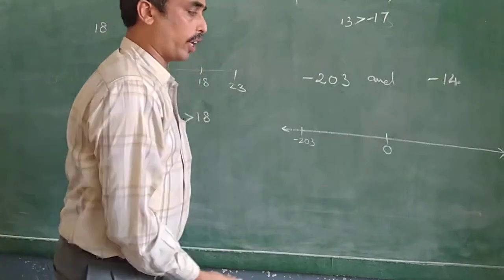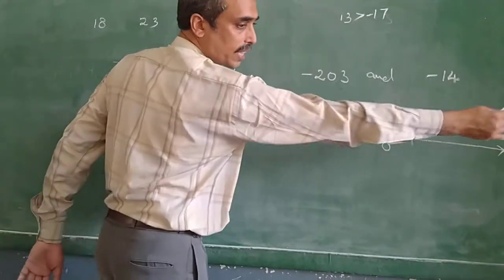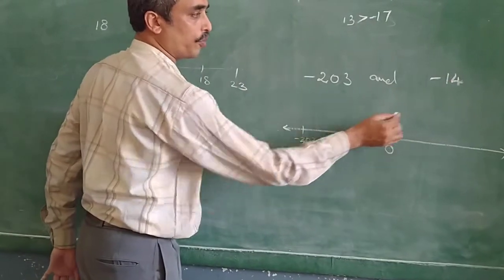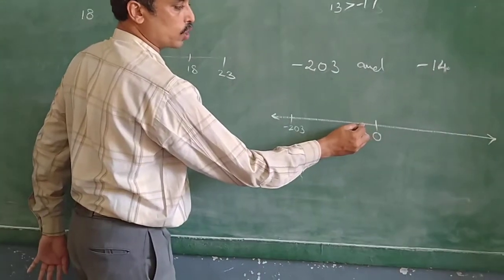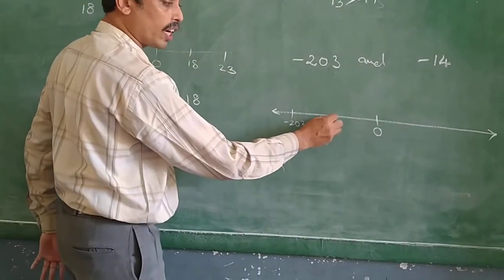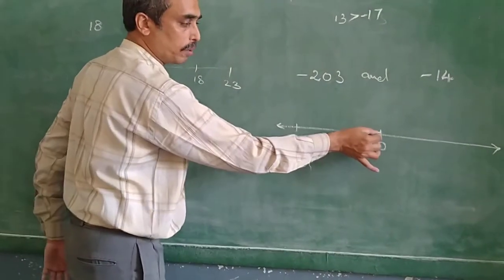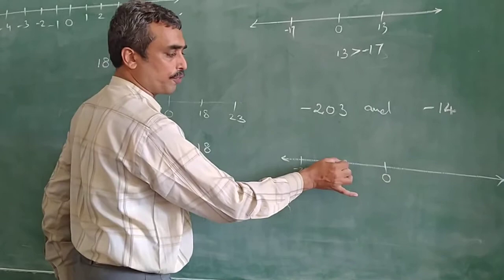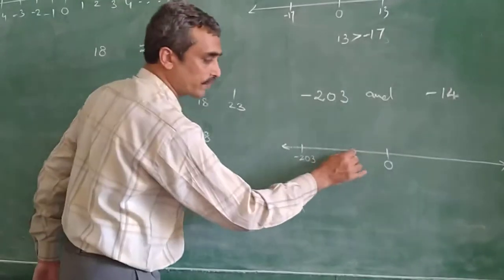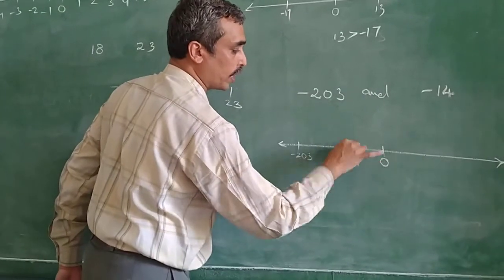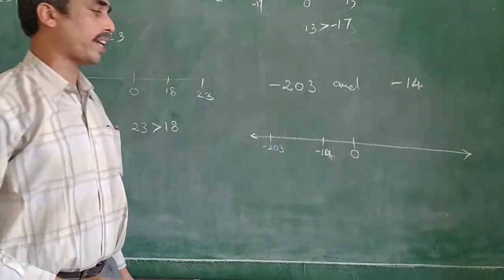Now coming to -14. Again, -14 is a negative number, so it will be on the left side of 0 only. Nothing is there on the right side of 0. To mark -14 on the number line, after 0 come -1, -2, -3, and somewhere here -14 will come. -203 is already crossing -14. When you are counting -1, -2, -3, -4, so on, -14, -15, -16, -100, -200, -203, only after crossing these do you come to -203. So -14 will be somewhere after 0 and before -203.